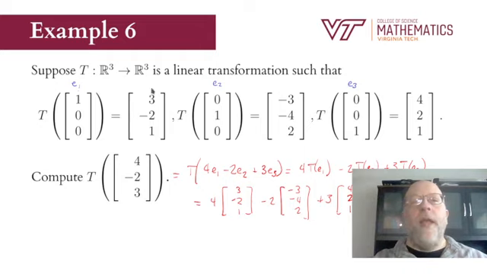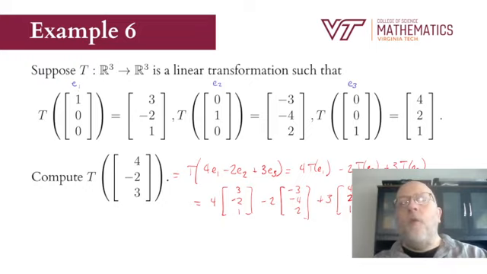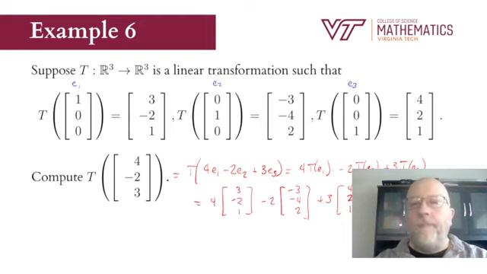So knowing what happens to E1 and E2 and E3, we can figure out any other vector because they're just linear combinations of E1, E2, and E3. That's why this theorem that says once you know what happens to the standard basis vectors, you know what happens to everything, works on here.